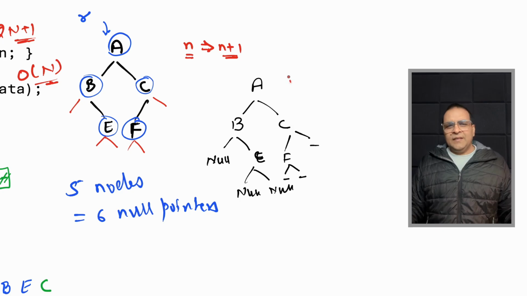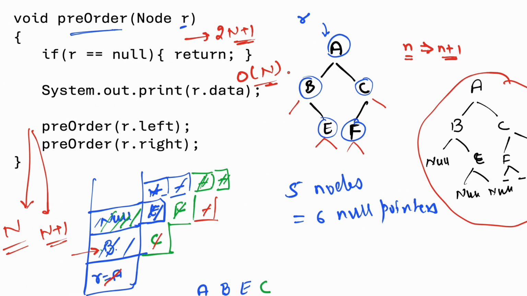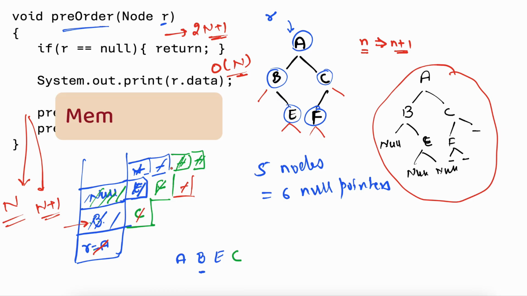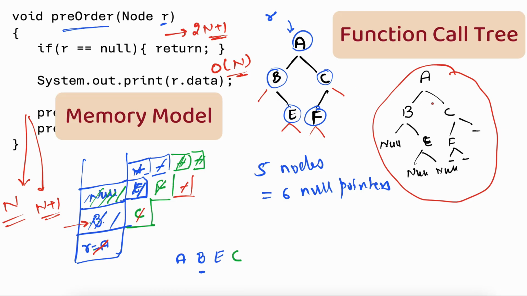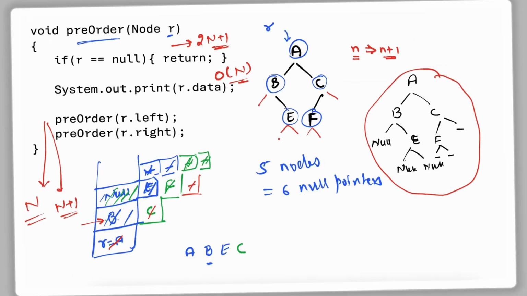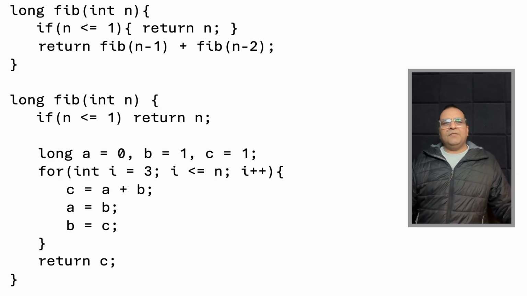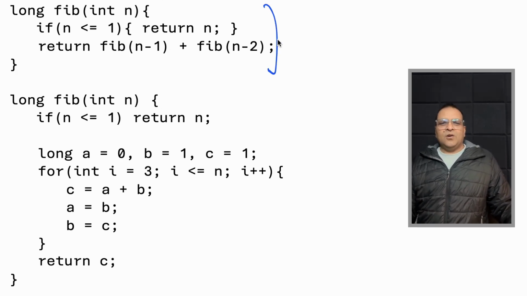You can see that the function call tree is actually very similar to the memory model. So if you flip this memory model upside down, then you will get the function call tree, and that is why we are discussing these two methods together. So the function call tree is a less cluttered version of the memory model only. We have already seen in the previous section, you can go back to those sections where we found the time complexity of Fibonacci function using the function call tree method.